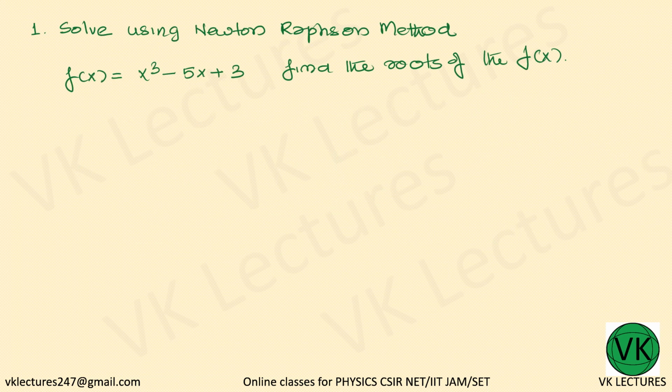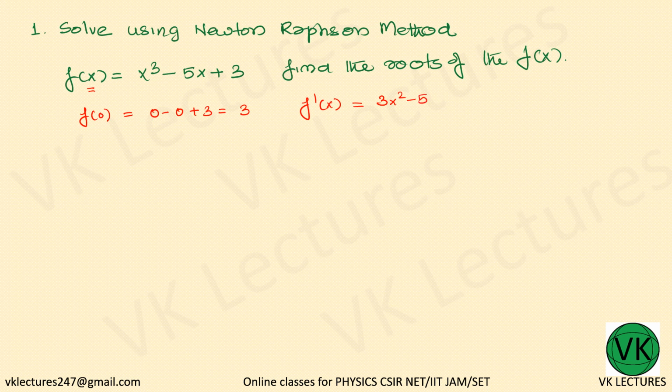We have a question to solve using the Newton-Raphson method. The function is given. We have to find out the roots of the function f of x. Now let's find f of 0. So 0 minus 5 times 0 plus 3. So f of 0 is 3, and let us also find f dash of x. F dash of x is 3x square minus 5.